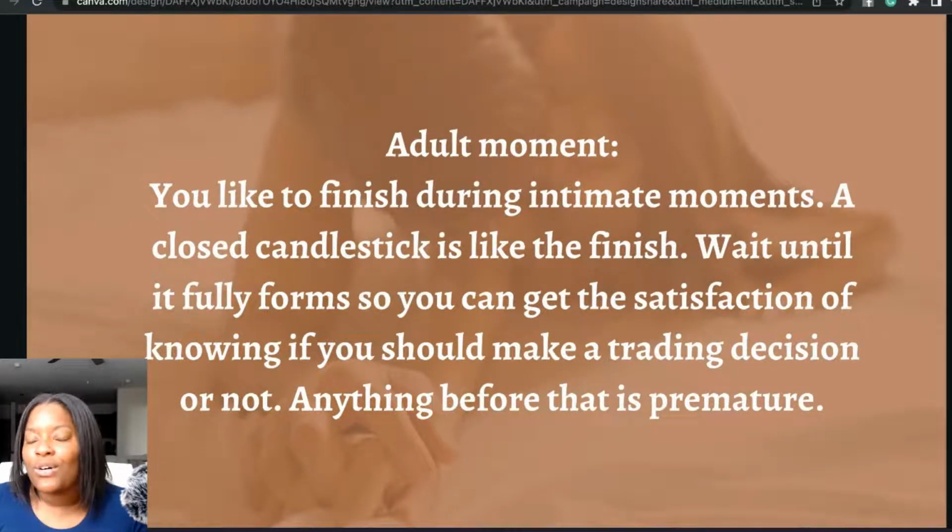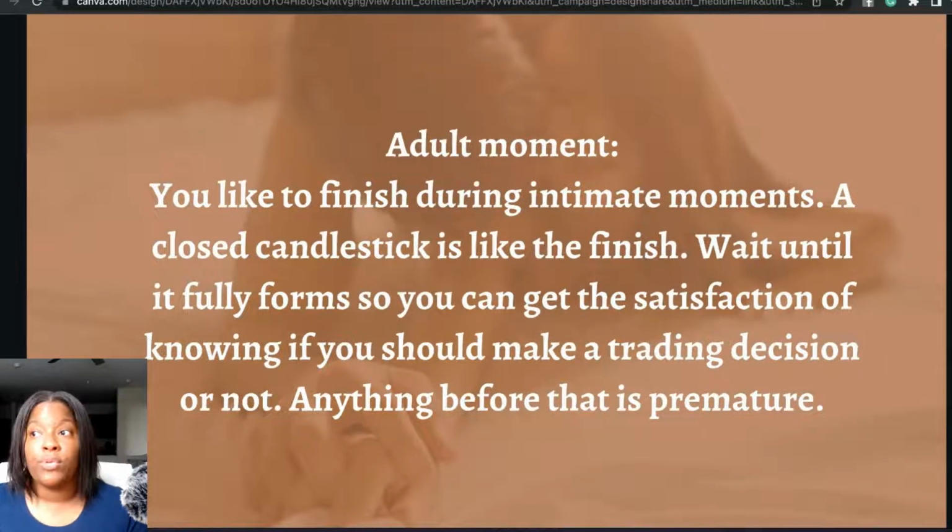Just wait for it to close, get more satisfaction, because maybe I need to hold a trade longer, or maybe I don't need to enter at that time, so I can keep going and waiting for price to form and show me what it wants to do and where it wants to go before I enter a trade. And so if you're one of those people who have been entering trades too early because you're anticipating what the candle could be and you don't really know, you're going to really struggle with trading price.